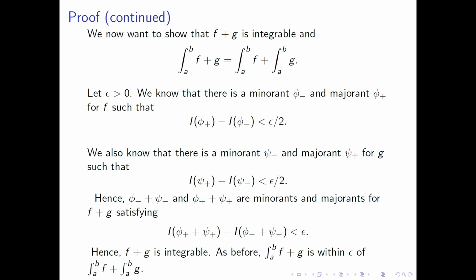And just as before, you can work out what that integral of f plus g is by saying that it's within epsilon of the integral of phi plus plus psi plus, and that's within epsilon of the integral of f plus the integral of g. And so therefore, since that was true for every epsilon, and similarly with minorants, you get that the integral of f plus g has to be exactly the sum of the integrals. Okay, so that's the linearity of integration. It's a really useful fact.